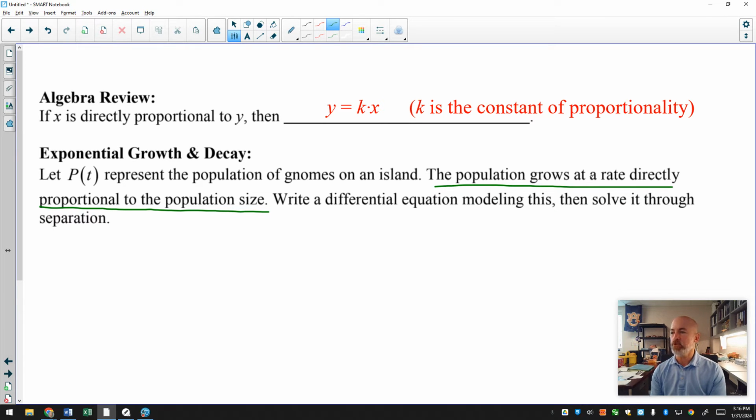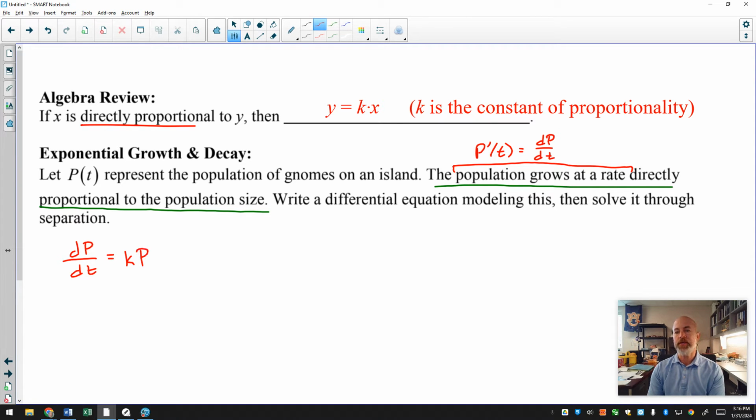So when it says the population grows at a rate, they're talking about the derivative of population, which you could write as P prime of t. However, in the world of differential equations, we often use the Leibniz notation, dP/dt. And so dP/dt is directly proportional to the population size. There's that statement, directly proportional. That means dP/dt is a constant multiple of the population size, and the population size is P of t.